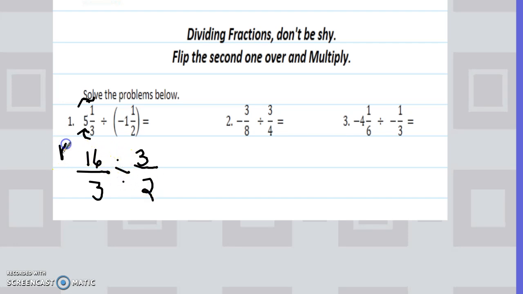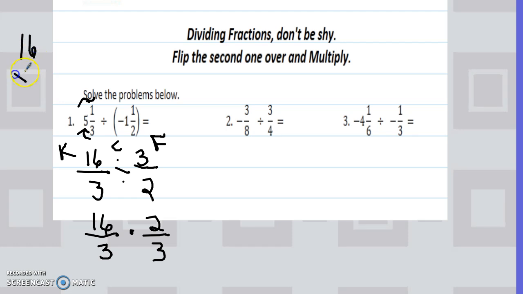After we make it mad, we're going to write KFC. We're going to keep 16 thirds. We're going to flip 3 halves and make it 2 thirds. Okay, unfortunately, I will not be able to simplify any of the diagonals. So it's just going to become top times top, bottom times bottom.